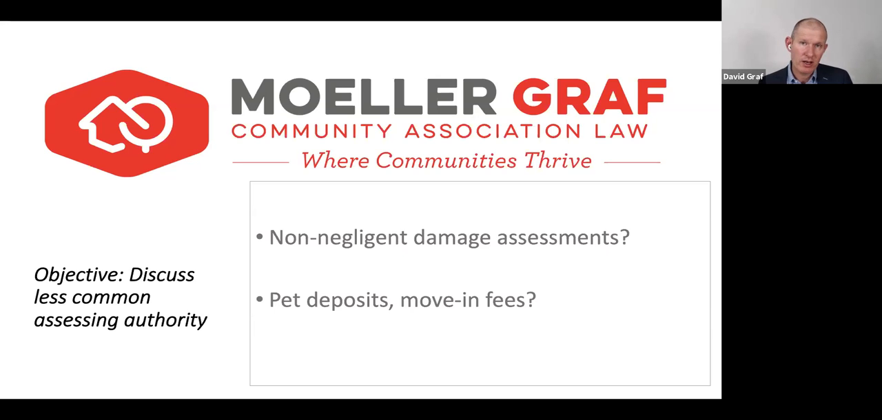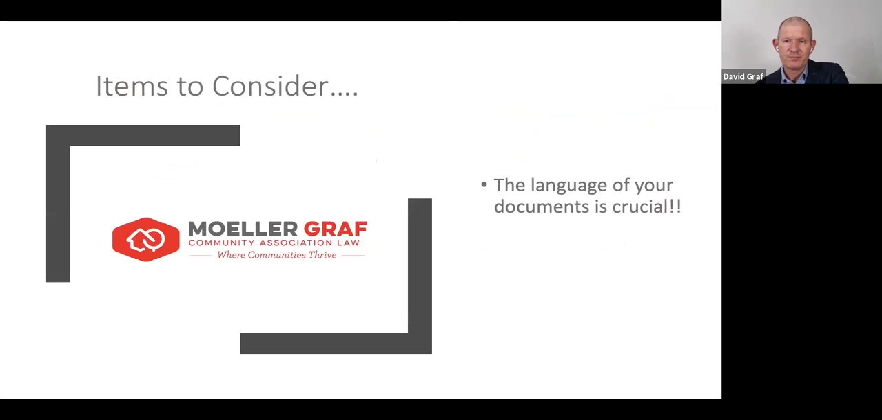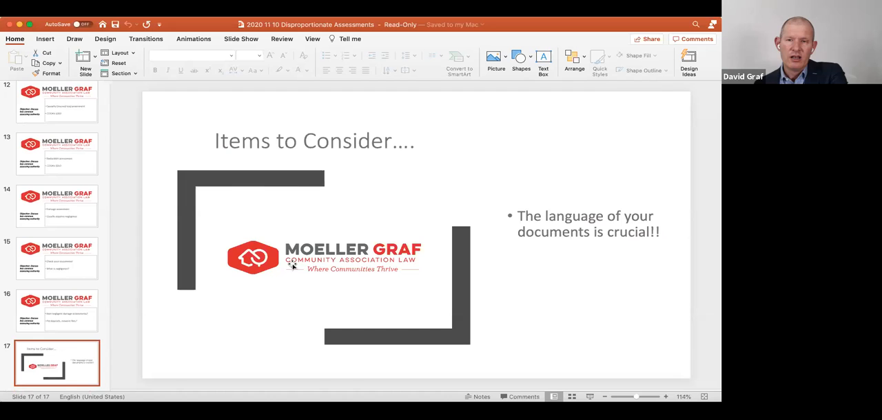But again, it's going to depend on what it is, how we adopted it, whether in policy or a rule, same thing, or a declaration amendment, and to what degree can we prove the harm that we're alleging they have to pay for. And if the harm hasn't occurred yet, it's very, very difficult. So language of your documents is critical. I think that's it. I think I've covered all the assessments.